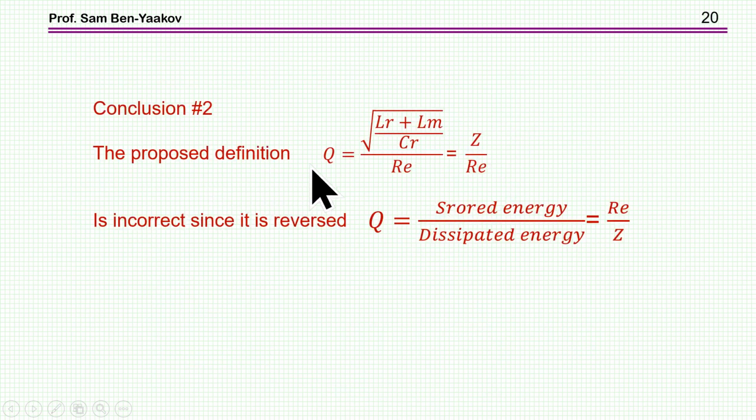Now, therefore, the proposal that Q should be defined this way, which is Z over Re, while I'm saying that it should be stored energy over dissipated energy, it comes out to be Re over Z. So this is just not consistent with the concept of quality factor. What is quality factor? This is quality factor, and it turns out to be this expression and not this expression for a parallel combination. This will be for a series resonant, but for a parallel resonant, as we have here, this is the correct Q term.